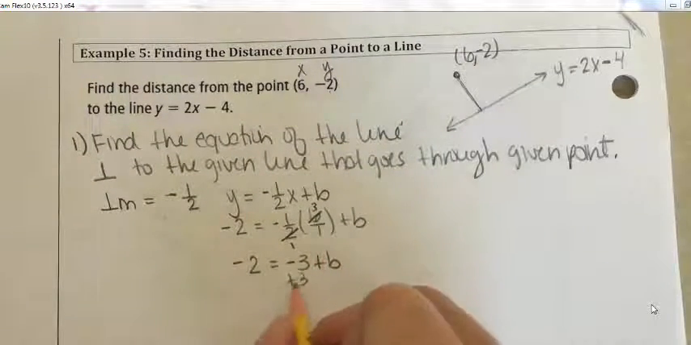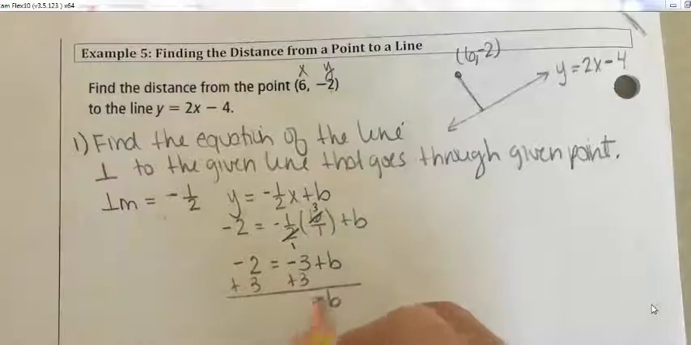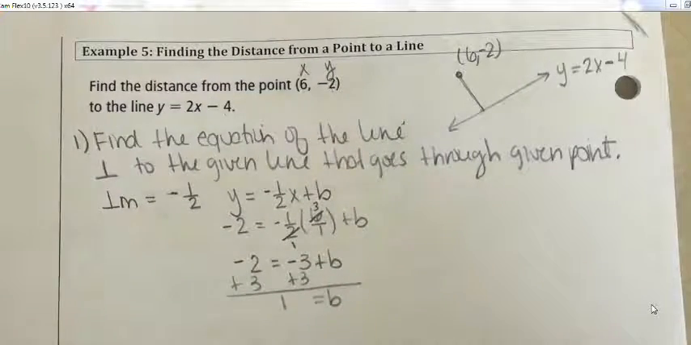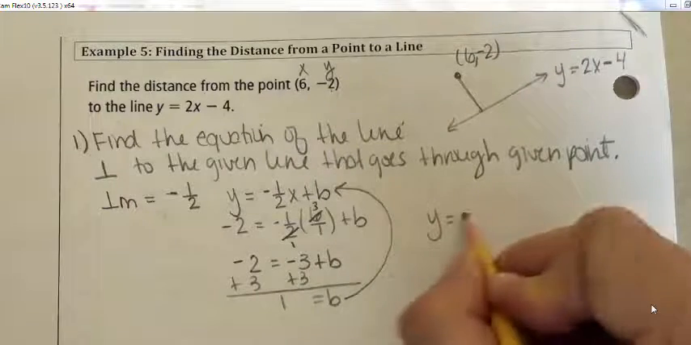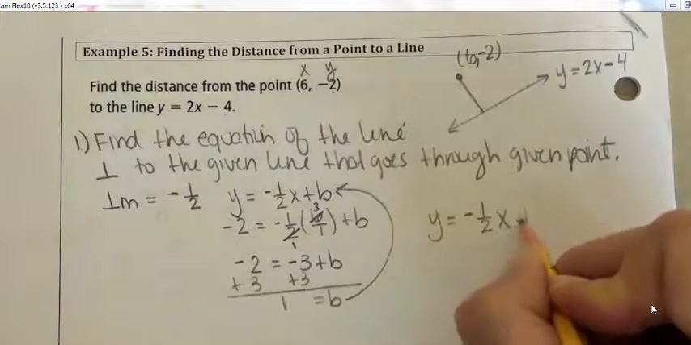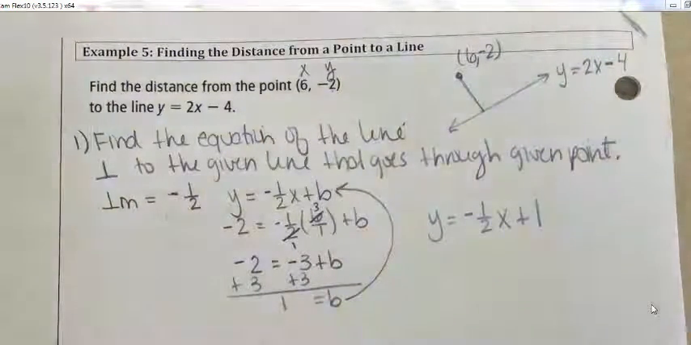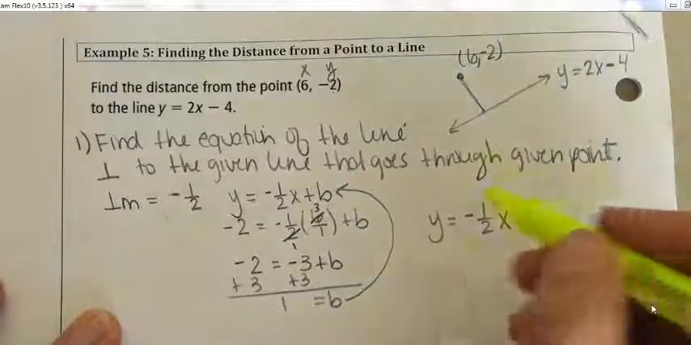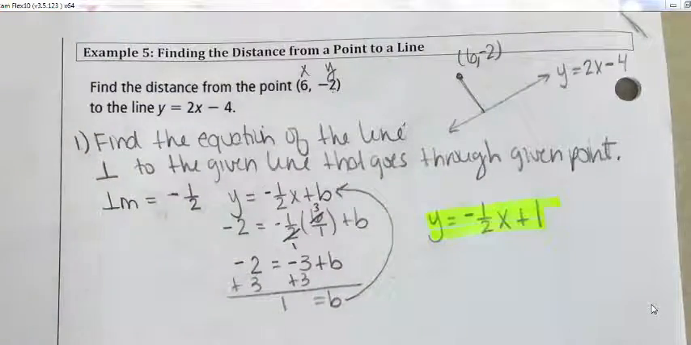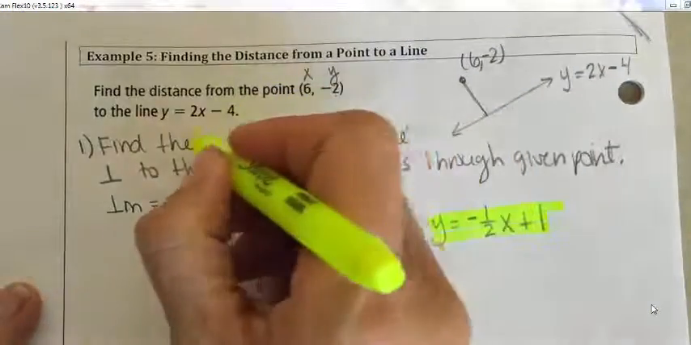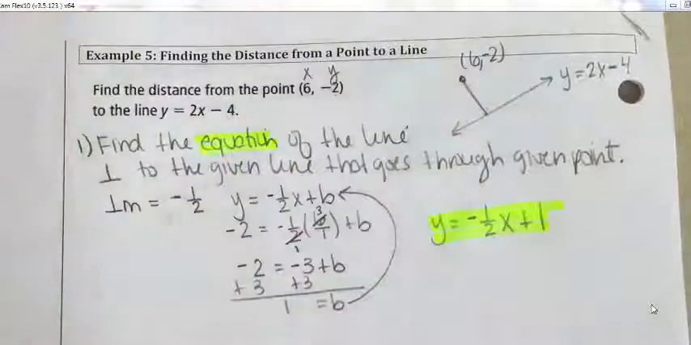Add 3 to both sides. So b is actually equal to 1. So I'll take that, plug it right back up in here. I get y equals negative 1/2 x plus 1. Okay, so I found the equation of the line perpendicular to the given line. There it is. So I got to find the equation. Okay, that's the first thing I do.